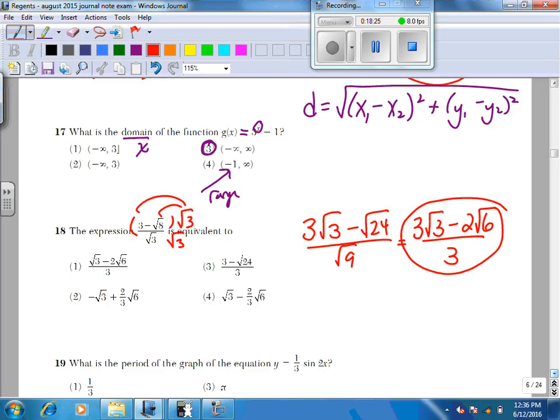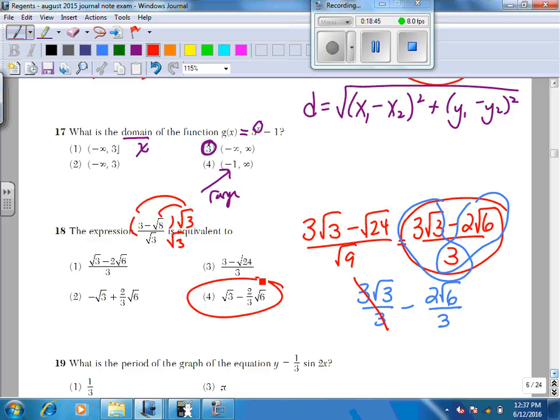Problem is, I don't see that there. Well, let's see what happens if we put each part over 3. 3 square root of 3 over 3 minus 2 square root of 6 over 3. Well, now we can cross those out. Square root of 3 minus 2 square root of 6 over 3. Well, that's this.